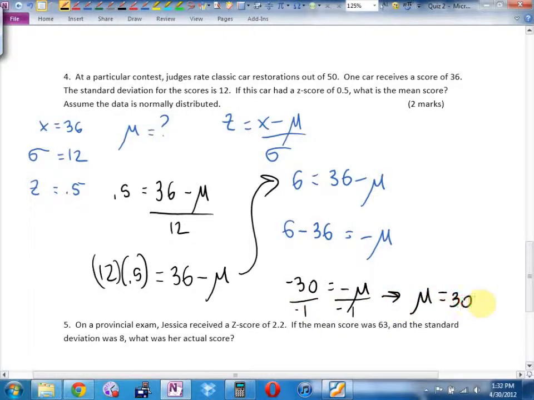Now if you got 30, 2 out of 2. Otherwise, I'd probably go something like this. I'd give you a half mark if you were clever enough to clue in that it was this equation here. I would give you a half mark for sticking in the numbers. I would probably give you a half mark if somewhere along the way I saw that line, and then a half mark for the answer.